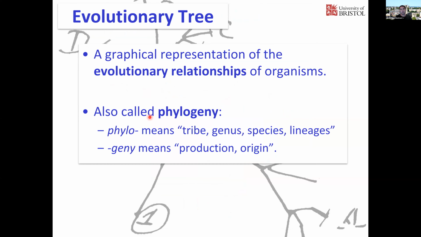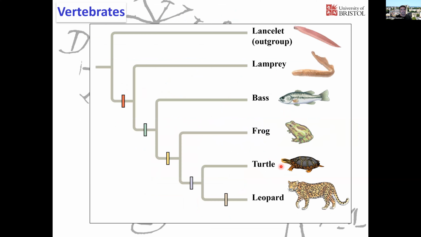And this is what we call an evolutionary representation of the evolutionary relationships of organisms, and it can also be called phylogeny, using the Greek terms for lineage and origin. All right, so basically phylogeny means the origin of the species, and we use this to classify, to check, to reconstruct the evolutionary relationships of everything.